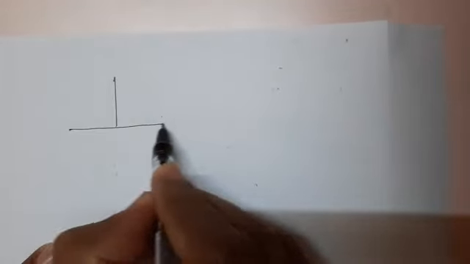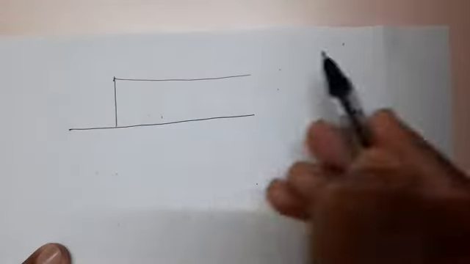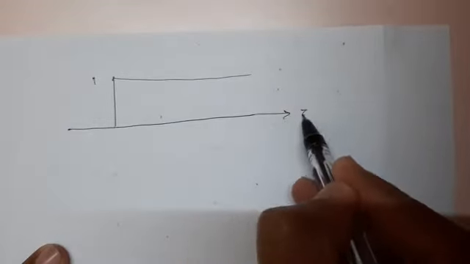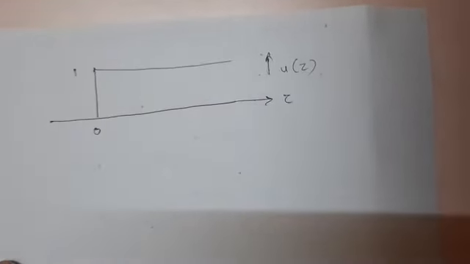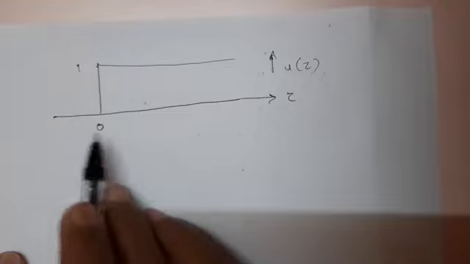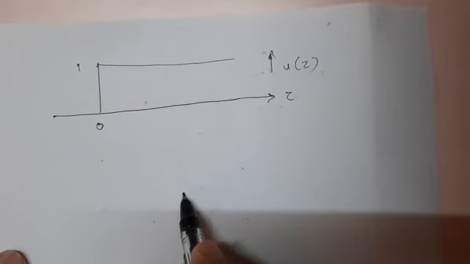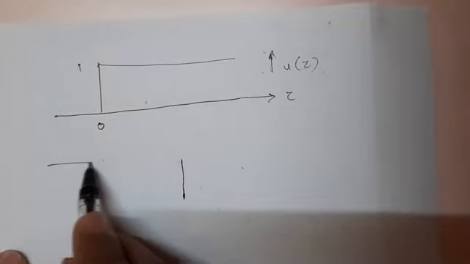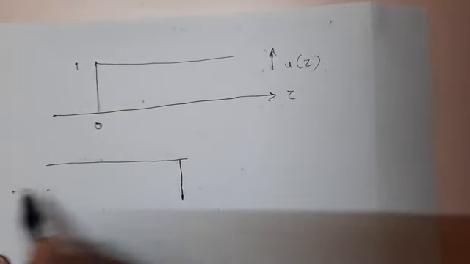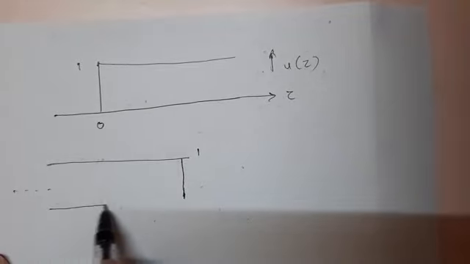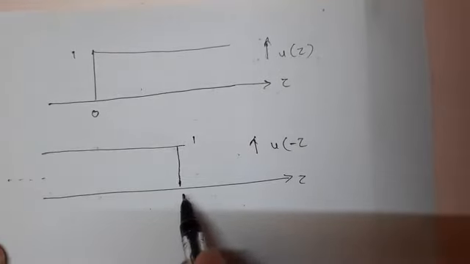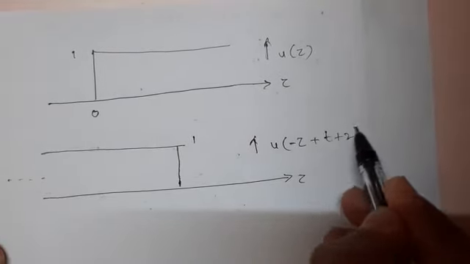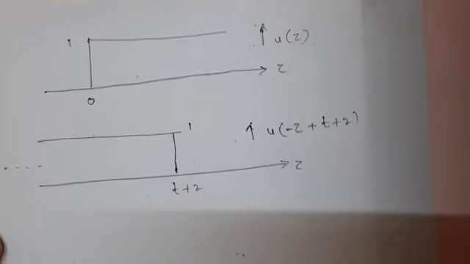Again, try to draw u of tau, with an amplitude 1. Now, t plus 2 greater than or equal to 0 means this signal extends towards minus infinity with an amplitude 1. On the x-axis, u of minus tau, if you write here 0, but shifted by t plus 2. So t plus 2 is your t plus 2.